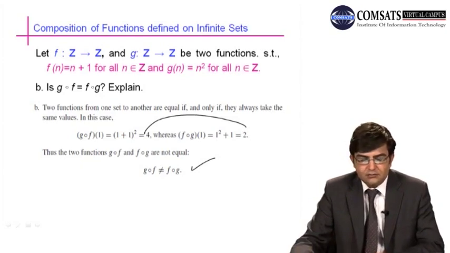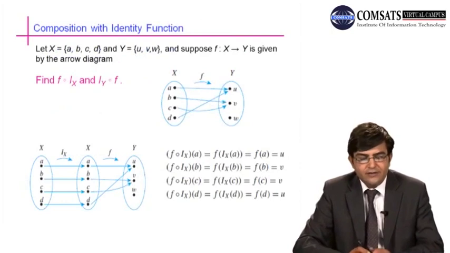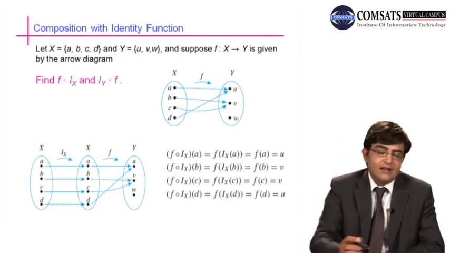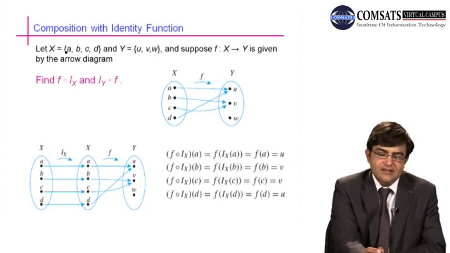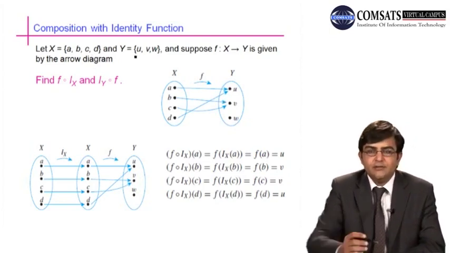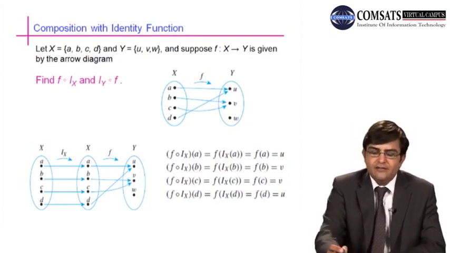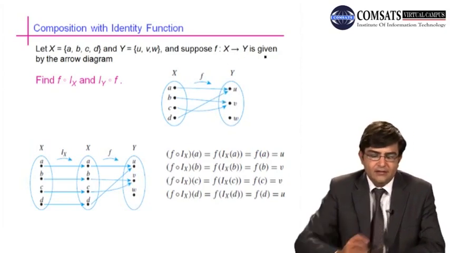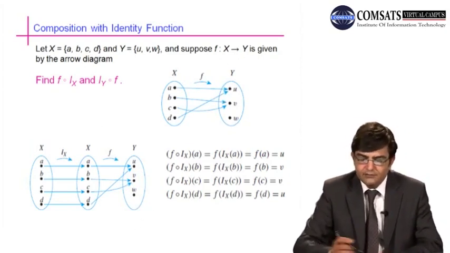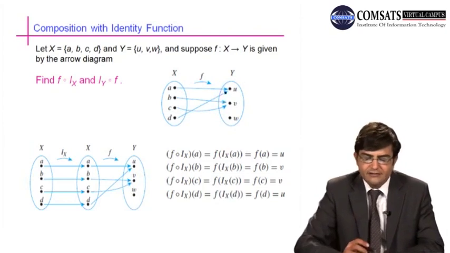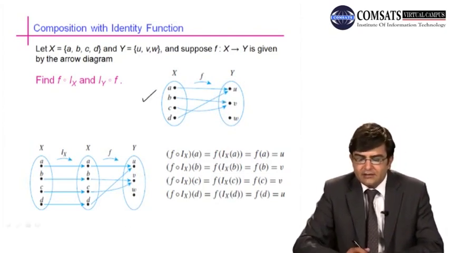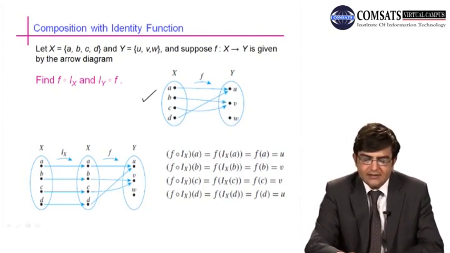So the next is how we define the composition of any function with the identity function. Let X be a set which contains a, b, c, d, and Y be a set containing u, v, w, and suppose f from X to Y is given by the arrow diagram, where X is a, b, c, d and Y is u, v, w.